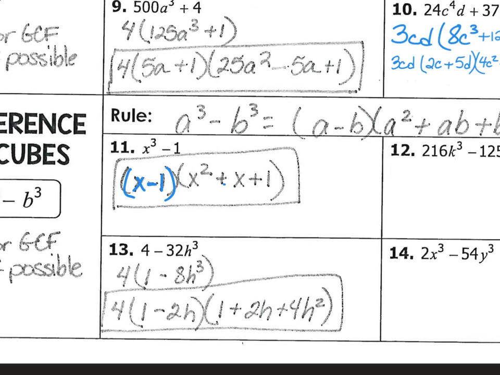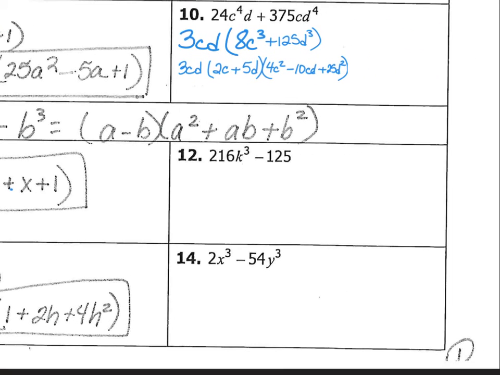All right, so let's look at number 12. That one's a little more interesting. Number 12 says 216k to the third minus 125. So we have perfect cubes. They're separated by a minus. So 216k to the third would become 6k. This 216 would be 6 times 6 times 6. 125 is going to become a 5. And since it's a difference of cubes, your first sign is a minus.